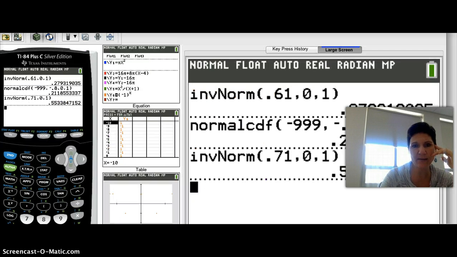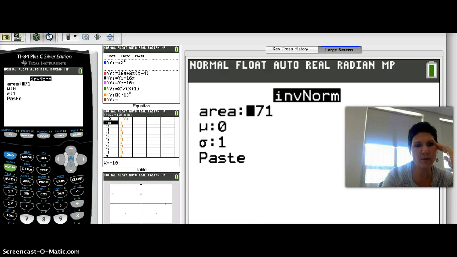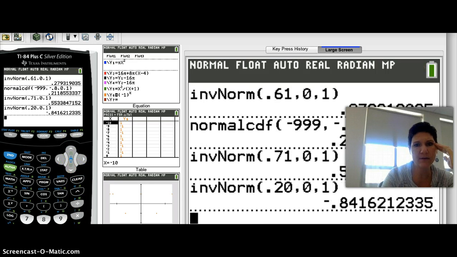So we're going to go back into our calculator, and we're going to do second distribute, and we're going to do number 3. And the area we want this time is 0.20. And enter, enter. And it's negative 0.84. So the z-score for our 20th percentile is negative 0.84. Okay, let's do the other one. We may as well take them both.